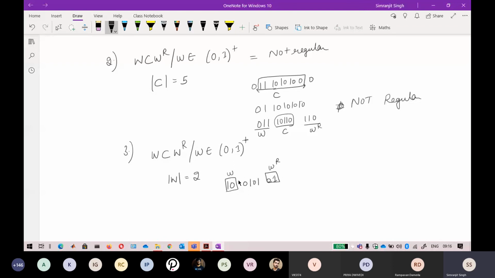Okay, so again, if the length is fixed, I again have to remember it. I have to remember that I have seen two strings, and I have to see the reversal of it. So in that case, that is again not a regular language.